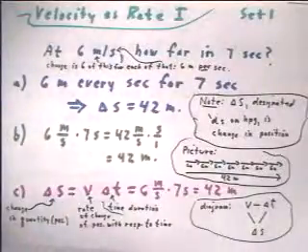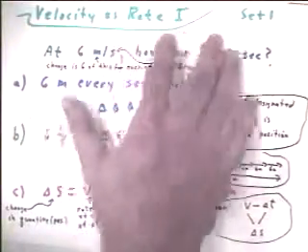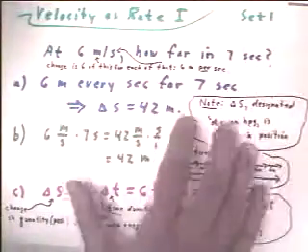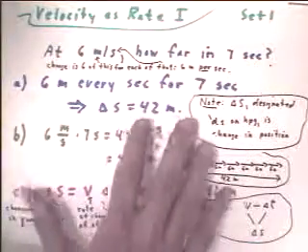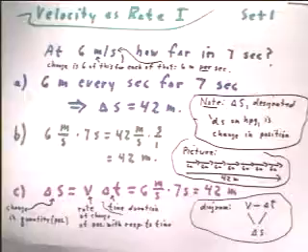Here we want to look at velocity as a rate of change. So velocity as a rate. This goes with problem set 1 and the introductory problem sets. Question: at 6 meters per second, how far do we travel in 7 seconds?